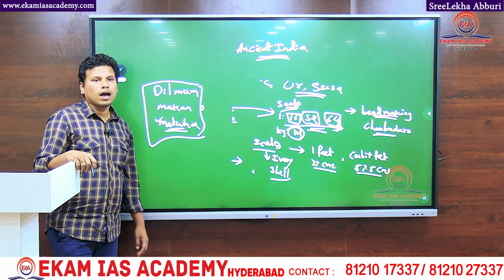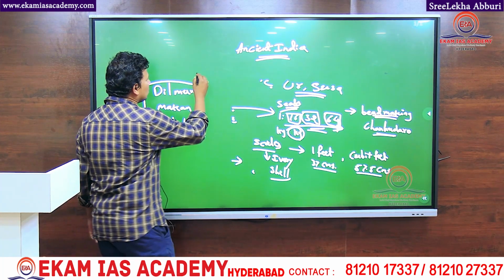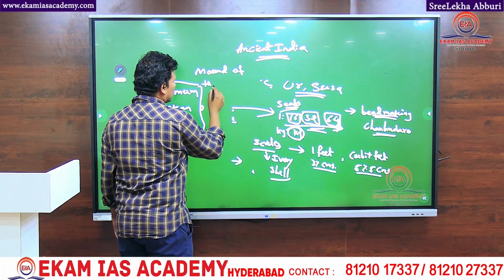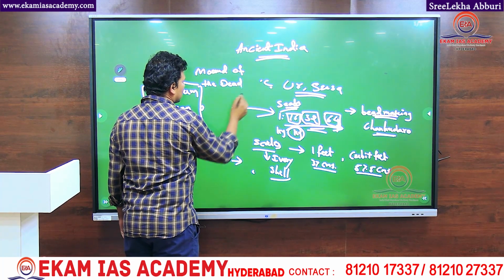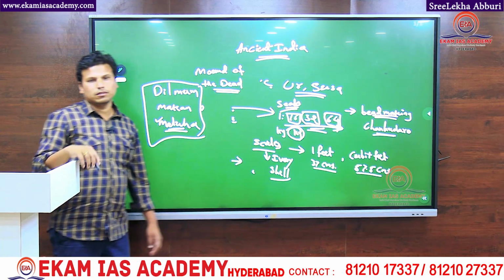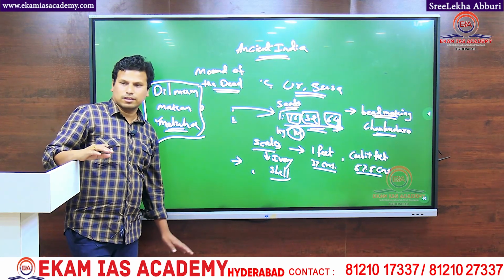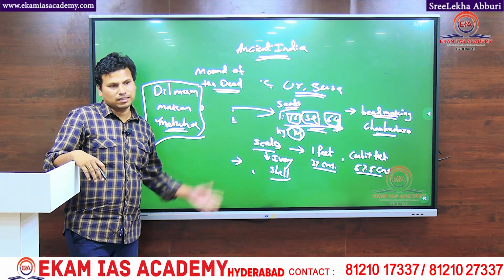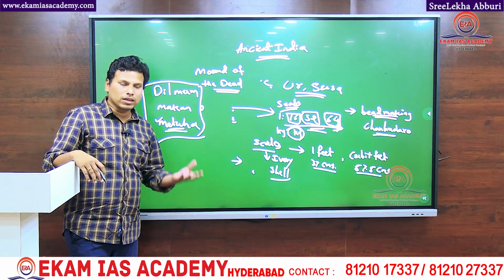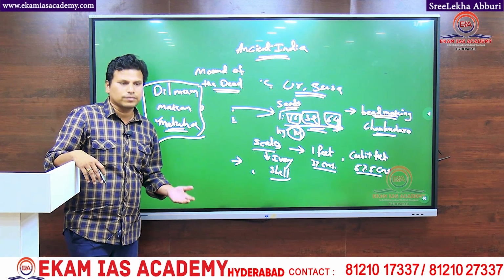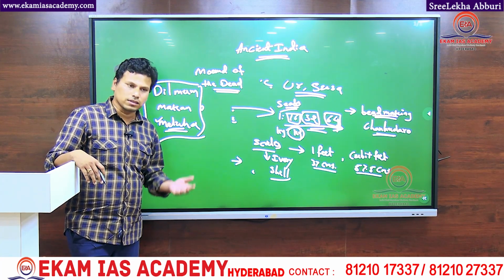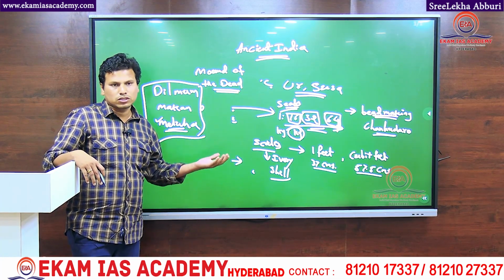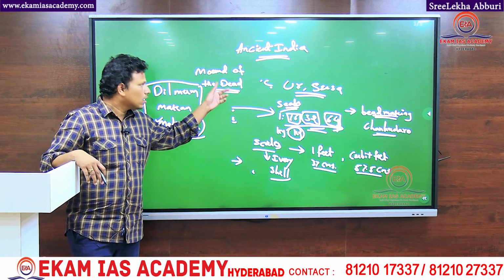See, Mohenjo-daro as such, it means the mound of the dead. Plainly speaking, this was mound of the dead, that's it. Because when they discovered Mohenjo-daro, when they started excavating it, they found lot of skulls. They found lot of skeletons. So that made them to name it as Mohenjo-daro, which colloquially means mound of the dead.